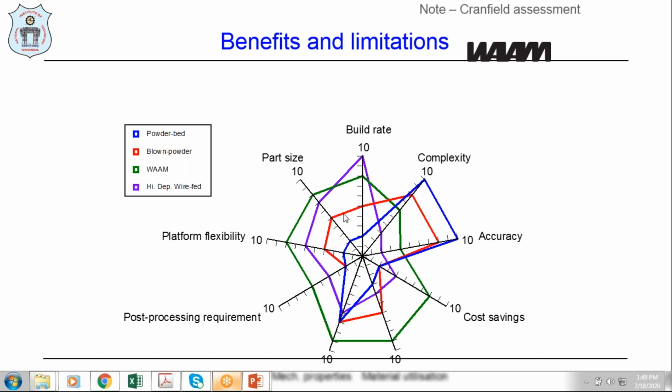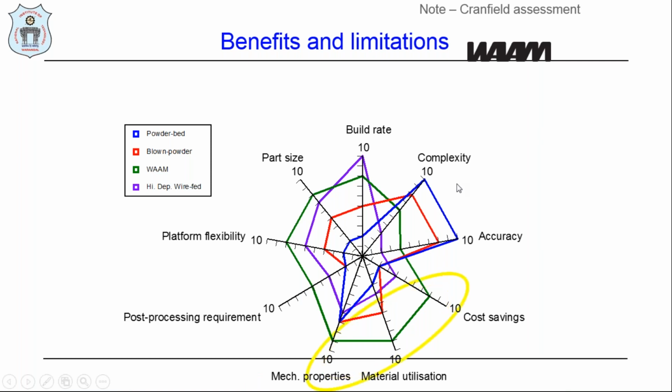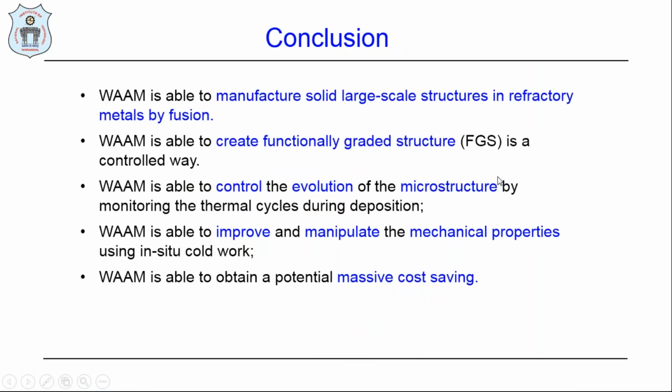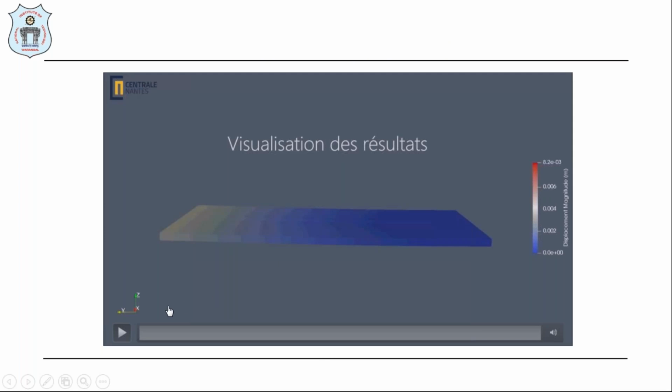This will tell us what process we have to select based on the part size, flexibility, or cost saving methods. Thank you, everyone. This is some of the simulation we have done for the WAAM process.